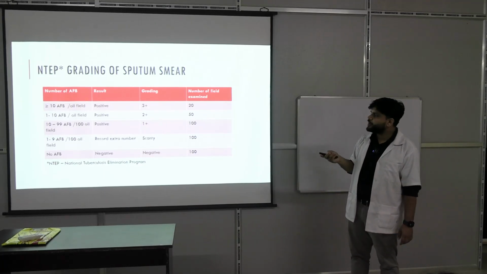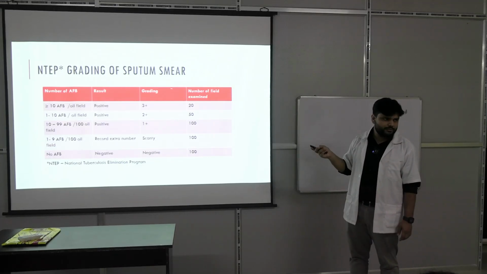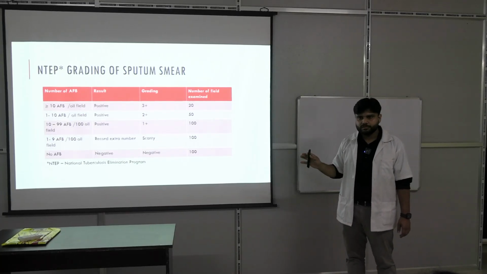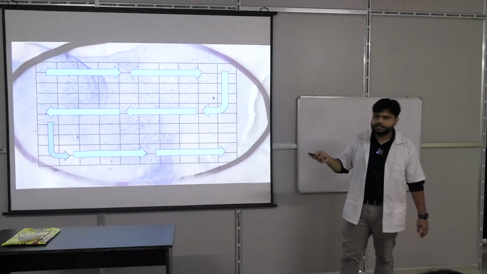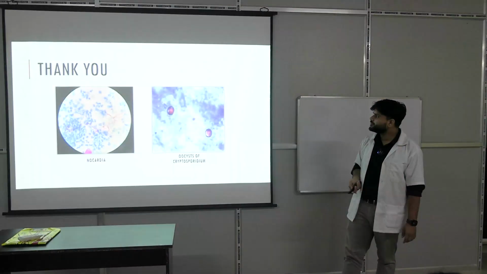And finally, if you find that in every oil field there are more than 10 bacilli and you have seen 20 such fields, then you can say that it's a 3+ grading, okay. So you guys understand? Any question about this? Any question? Okay. So this is very easy, no? So this is how you scan, okay. You start from the top left hand side.